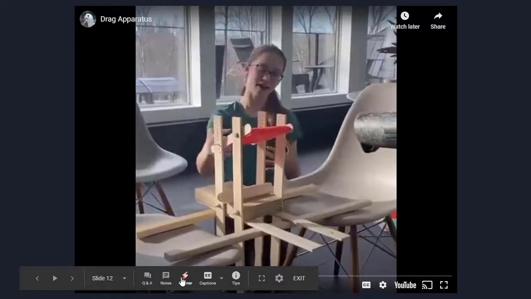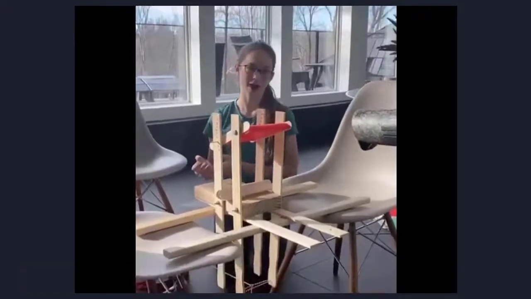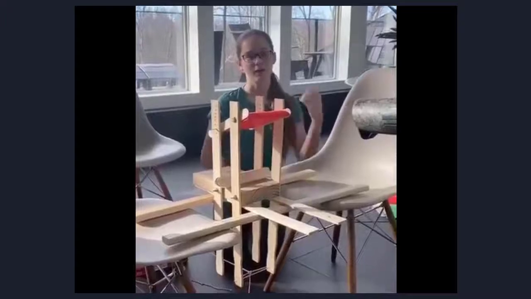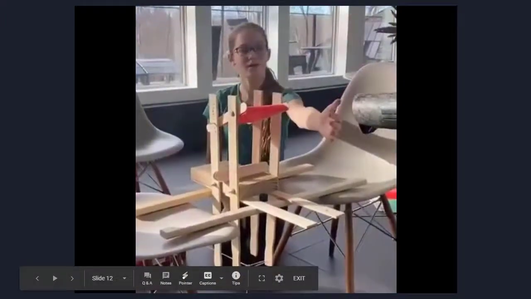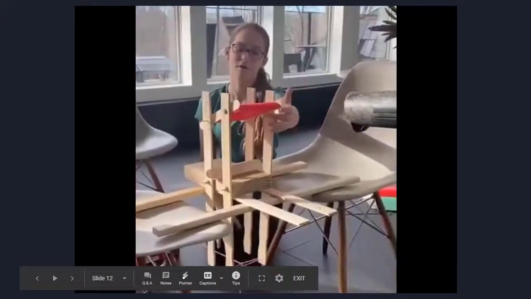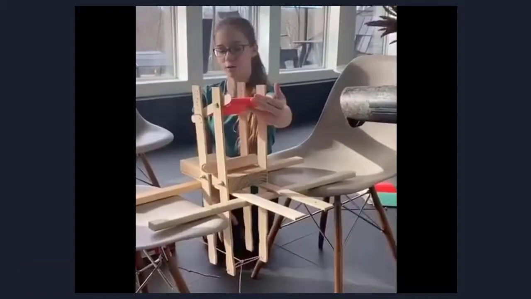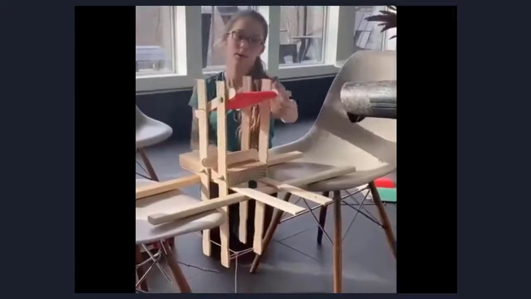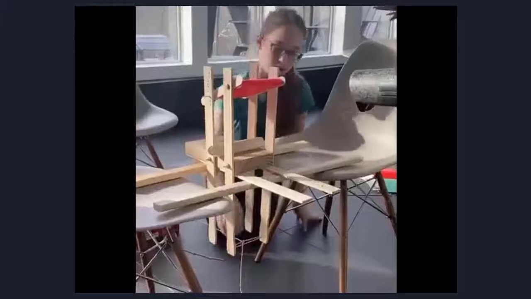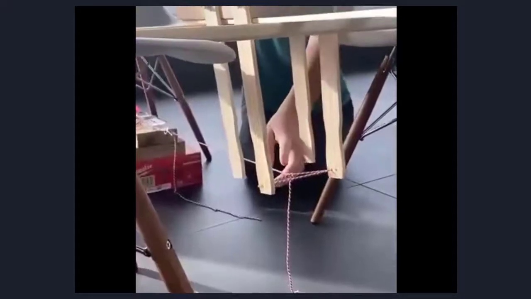This is the apparatus I use to measure drag, or the force that resists motion. The air moves from the leaf blower and hits the airfoil, which makes the airfoil move backwards. The sticks are connected at the bottom to a string, so when this moves backward, the sticks move forward, and the string pulls out the spring scale, and the spring scale measures how many grams of force is created.